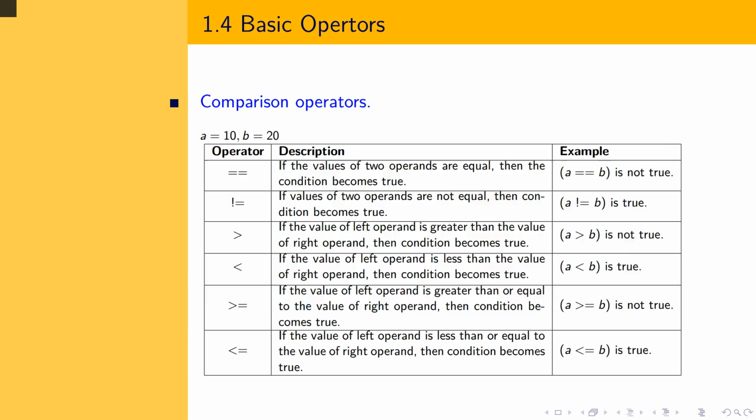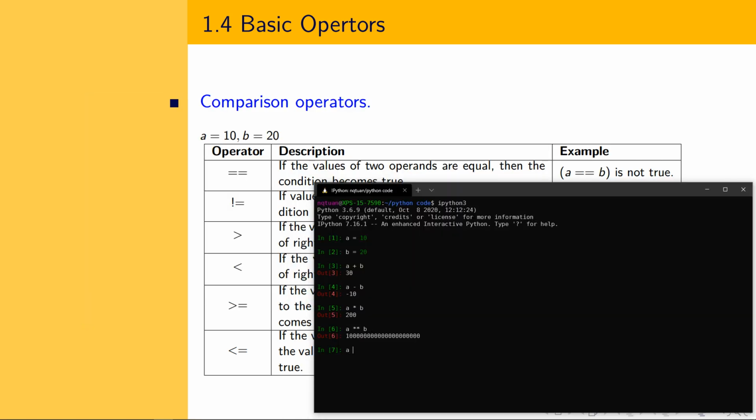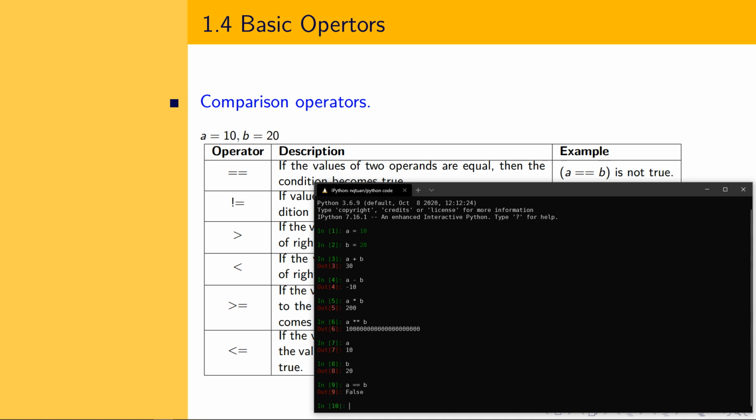So let's consider some examples. Here we have a and b, the same thing, so you can check a equal to b by the double equal sign, and then you can see the answer is false. Or if you check it is not equal, the answer is true.